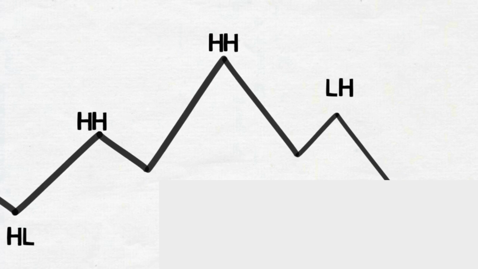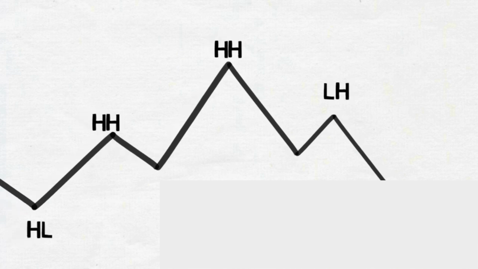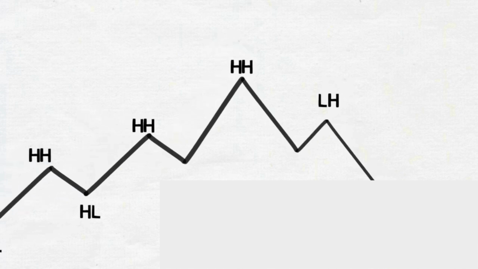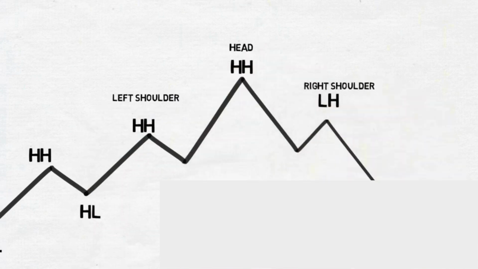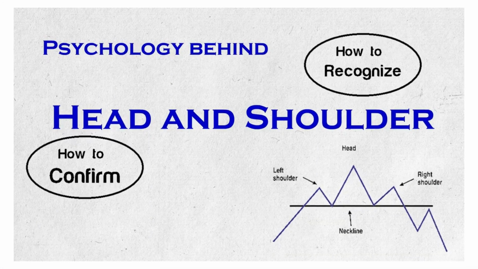This combination of three swings creates the head and shoulders pattern. When this pattern forms in an uptrend, it's considered a trend reversal pattern. If this happens near a strong resistance level, that gives even more confirmation. The first part is called the first shoulder, commonly called the left shoulder. The second higher peak is called the head. And the last lower peak is called the right shoulder. When you look at it, it resembles a head with shoulders on either side.